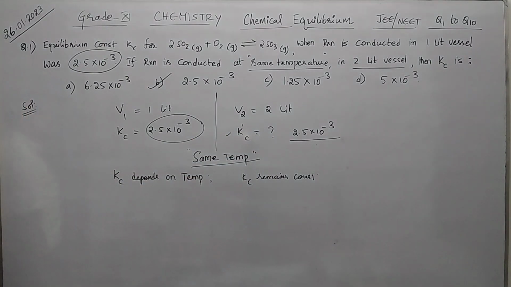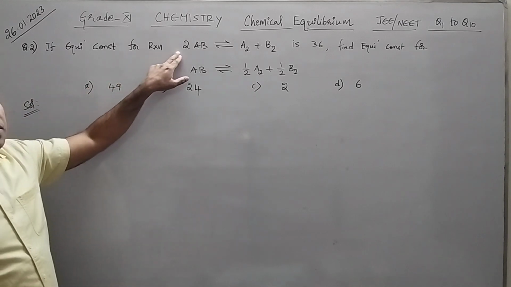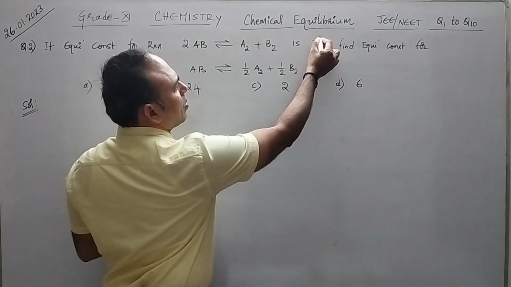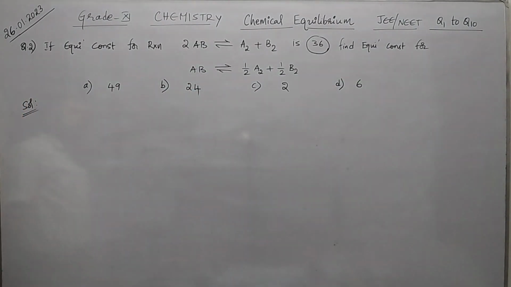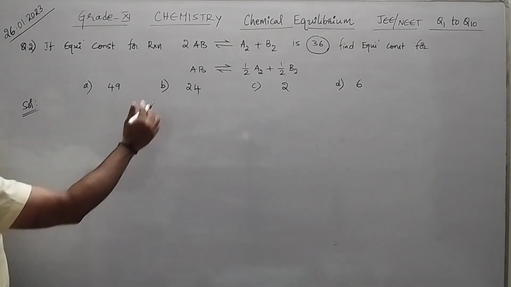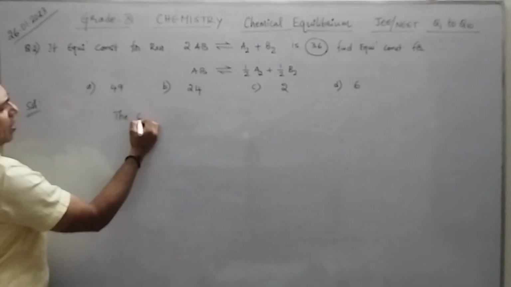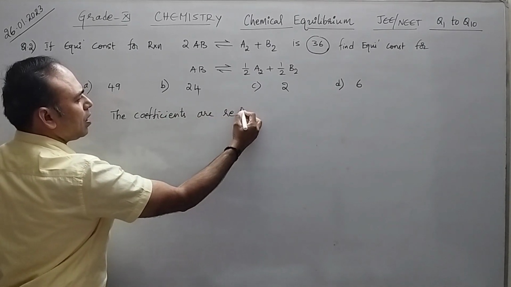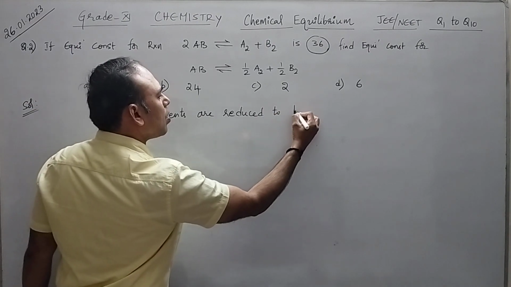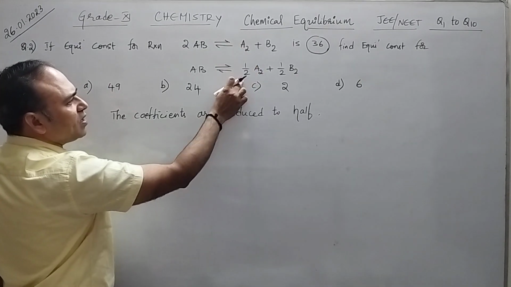Now let us solve question number 2. If the equilibrium constant for the reaction 2AB gives A2 plus B2 is 36, find the equilibrium constant for AB gives half A2 plus half B2. See, we have discussed this in theory. So what is happening in the equation 2AB, now you have taken the coefficients reduced to half. That means if 2 is there, this is 1, so 1 A2 is converted into half A2.